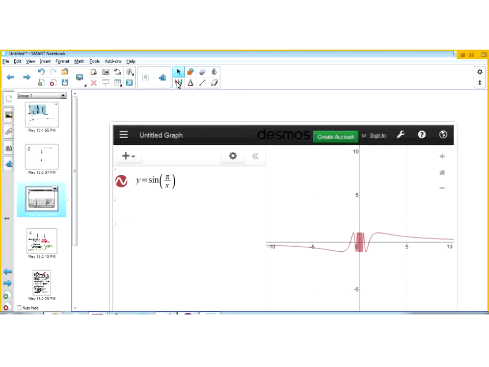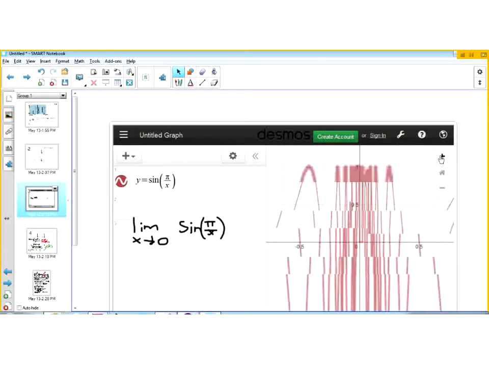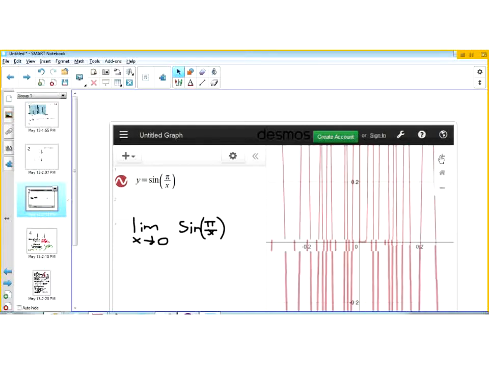So the problem here is, what is the limit as x approaches 0 of sine of pi over x? Well, obviously 0 is not in the domain of this function, because you can't divide by 0. And here's the graph. So maybe if we just zoom in, we can ascertain the result. We can trace along the curve as we zoom in. But look what happens as we zoom in.